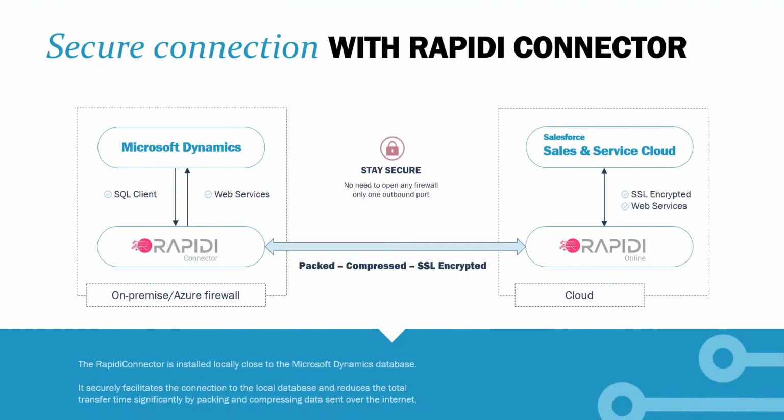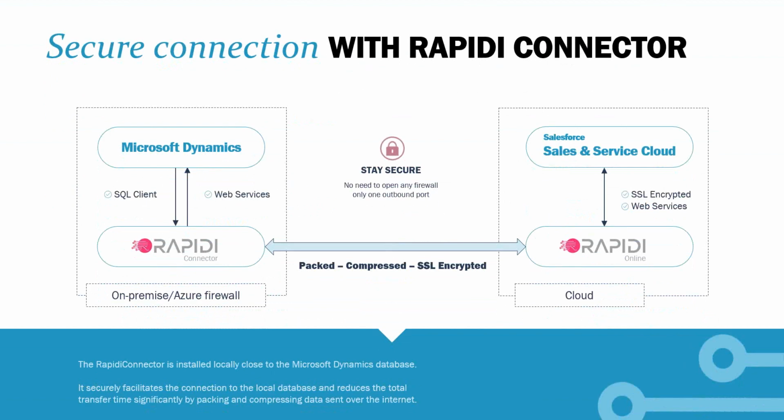This is the 30,000-foot connection of the technical picture, and this is what I was talking about. There is a small connector that gets installed on-premise, or if you're in Azure and using that, and we kind of use that for our demo environments. It's behind your Azure firewall. It's totally secure. You only have to open one outbound port. It's all packed. It's compressed. It's SSL encrypted. We're up to SSL 1.2 or TLS 1.2. We're certified by Salesforce. We are the recommended provider for integration to Dynamics.